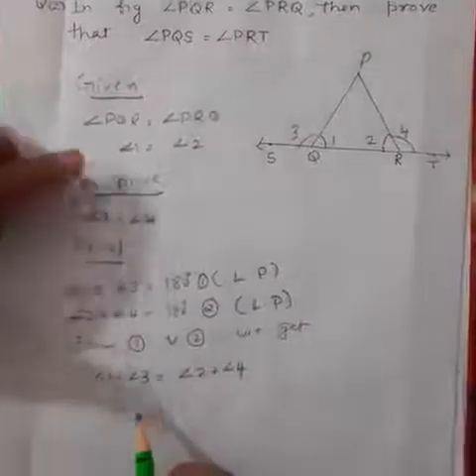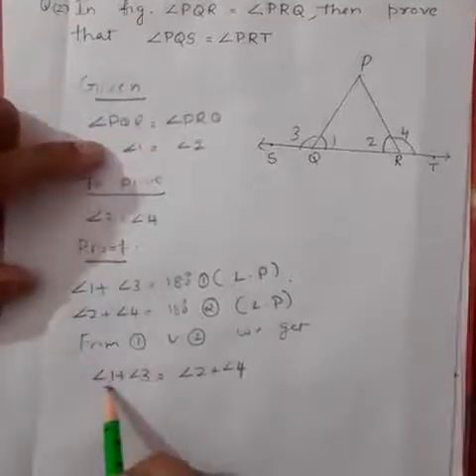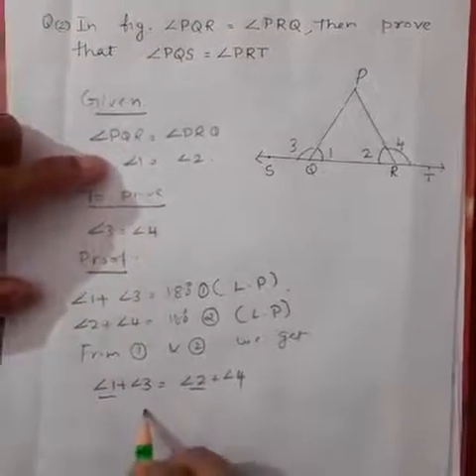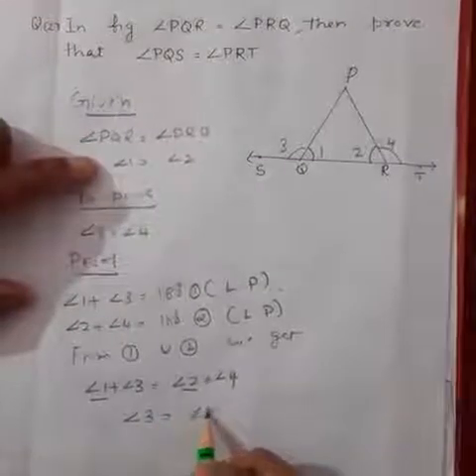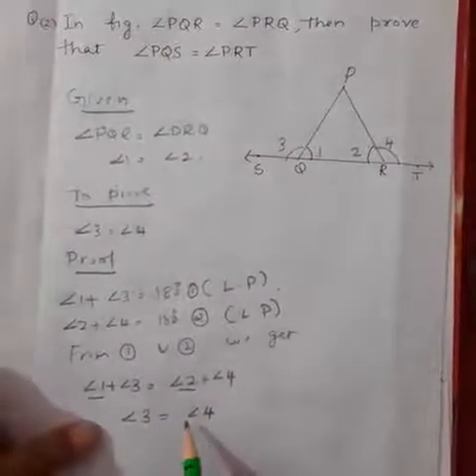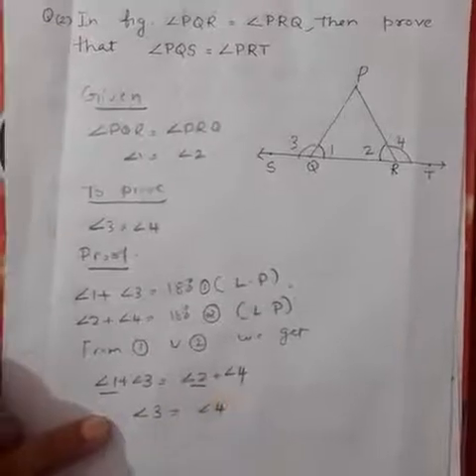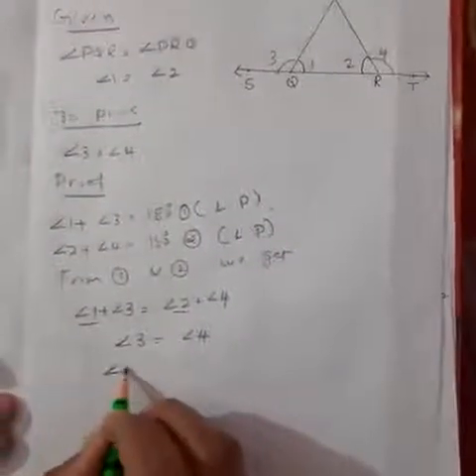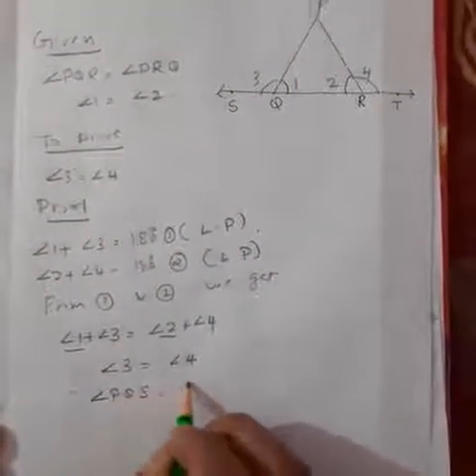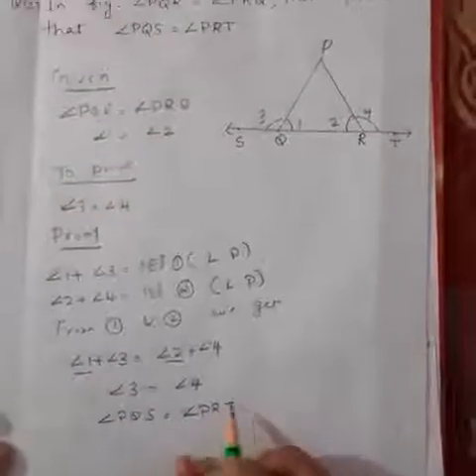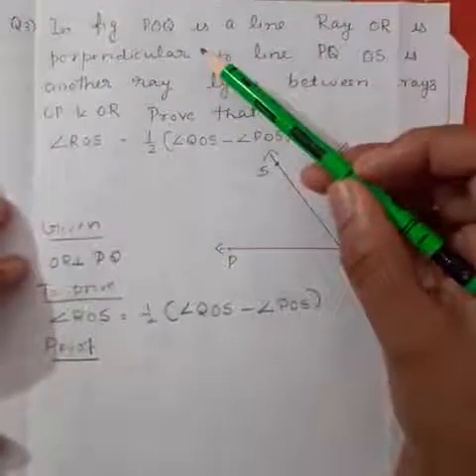But it is given that angle 1 is equal to angle 2. That means angle 3 is equal to angle 4. Here we are using the axiom: when equals are subtracted from equals, the remainders are equal. Therefore, angle PQS is equal to angle PRT. Let's do the next question.